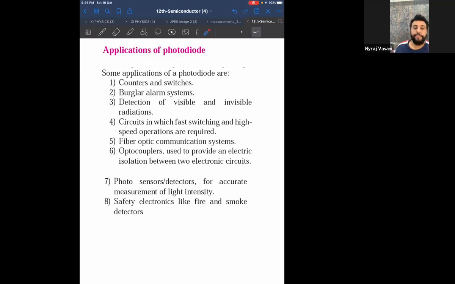Okay, so there was an ad of Amir Khan for Titan. I will show it to you again for the people who have not seen it. And these are the applications of photodiode. Okay, so 1 minute, let me start.